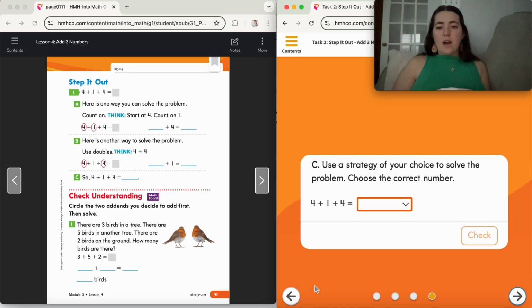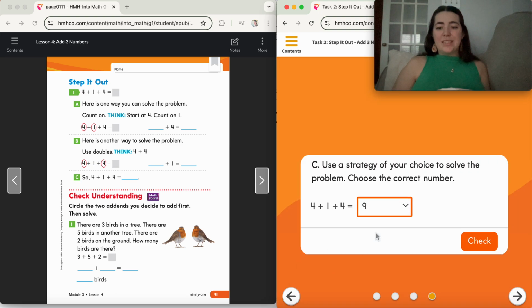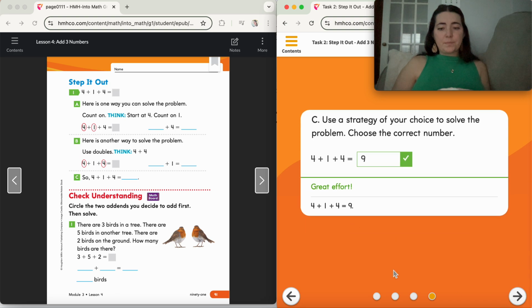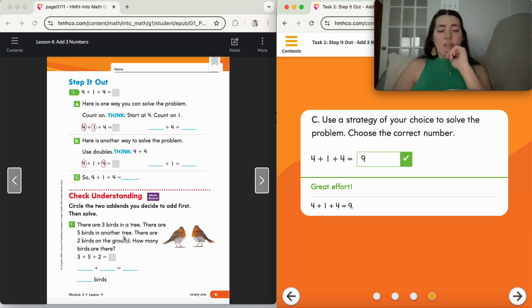Now we need to do our check understanding. So listen to this. Ready? There are 3 birds in a tree. There are 5 birds in another tree. There are 2 birds on the ground. How many birds are there? 3 plus 5 plus 2 equals blank.